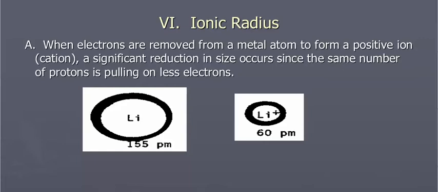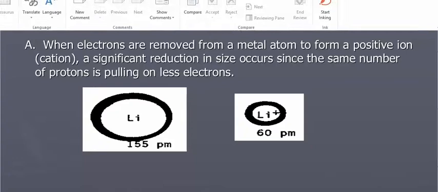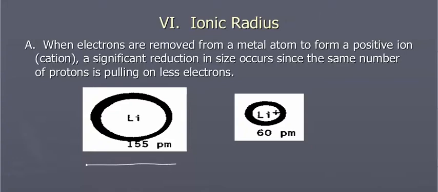Cations are much smaller than their atoms because the same number of protons is pulling on fewer electrons. Here's the atom's radius. Here's the ion's radius. Notice the difference just by taking away one electron.